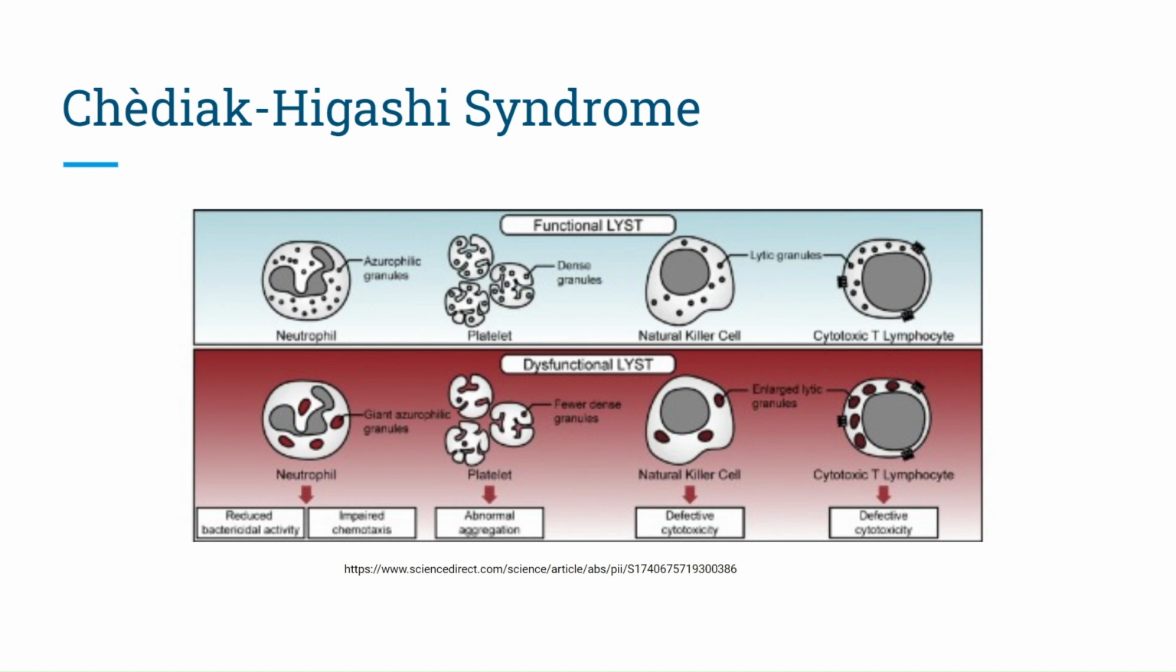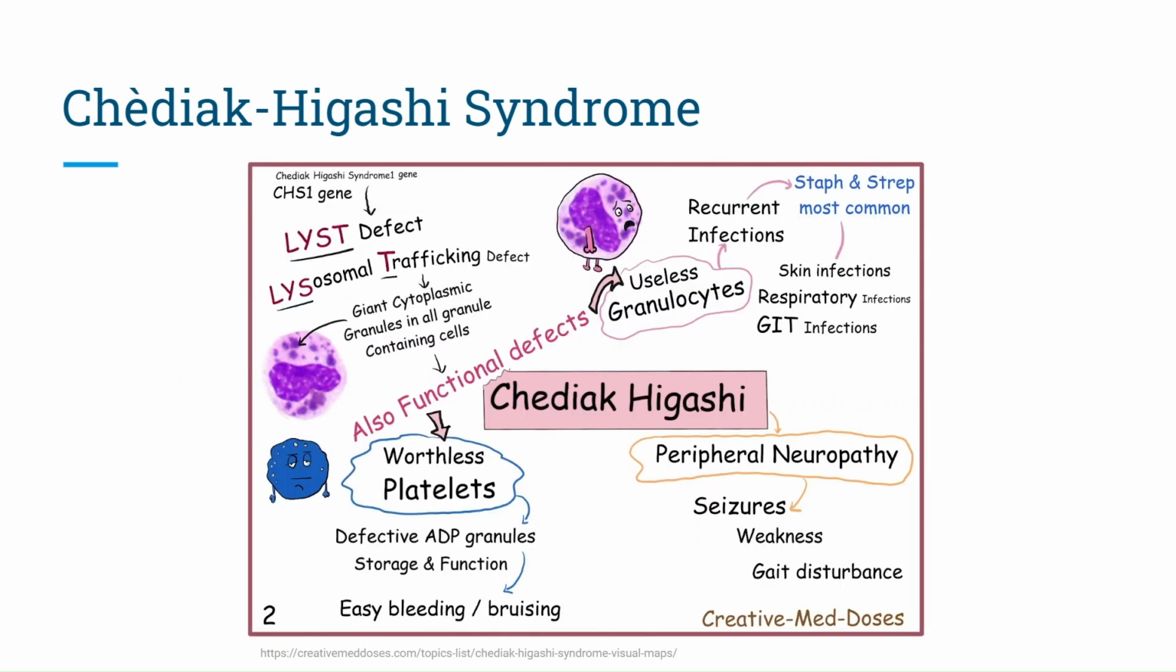So here's a good example of a pathophys again, when you have functional LYST and abnormal LYST, some of the cells that are affected. So you're going to see giant clumps in neutrophils, giant clumps in NK cells, cytotoxic T lymphocytes. You'll see fewer granules and platelets, and then their subsequent downstream effects, which should make some sense.